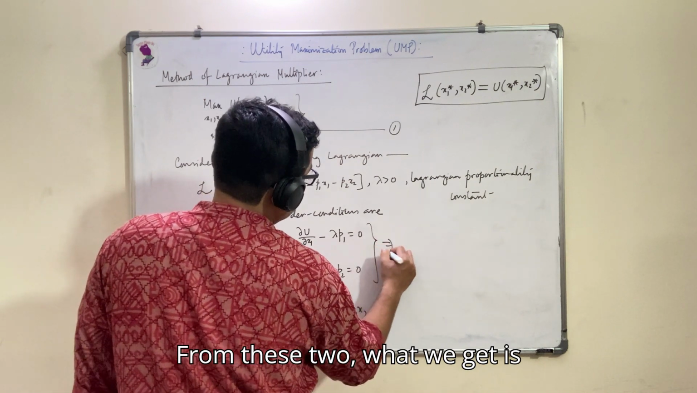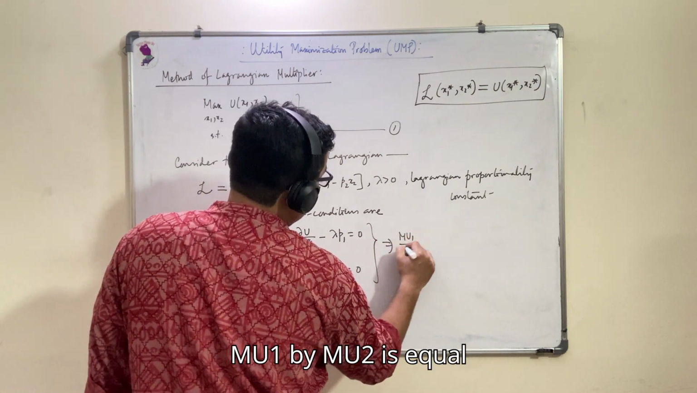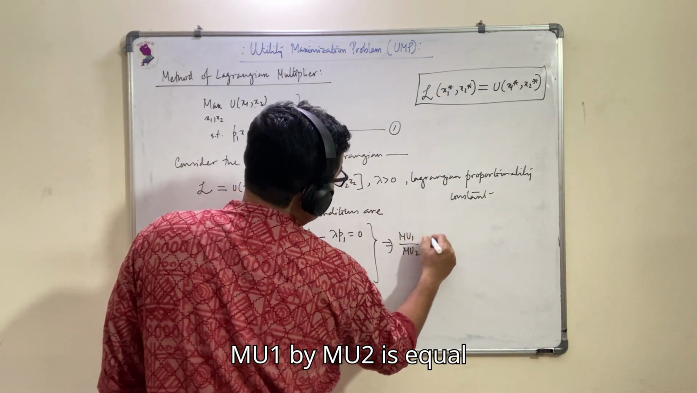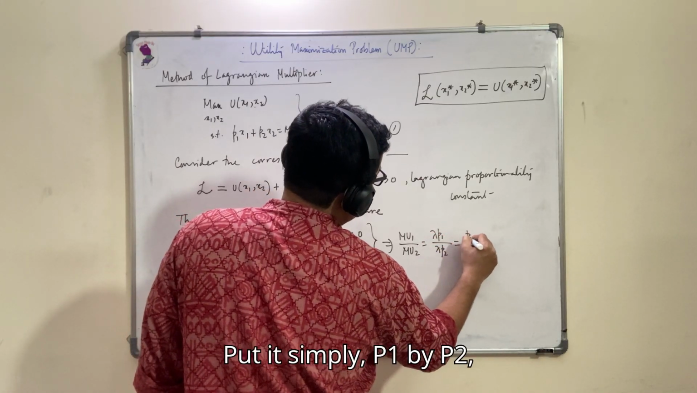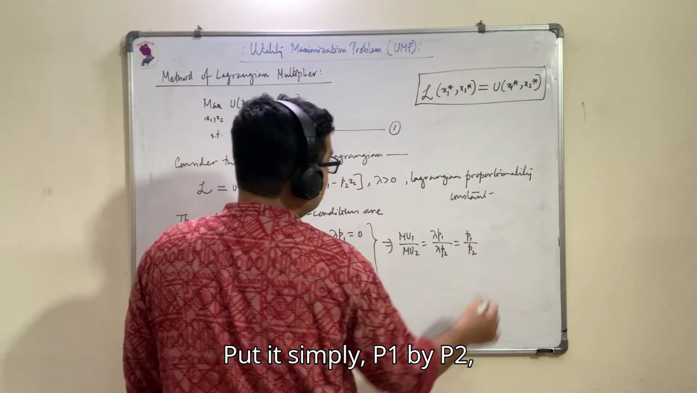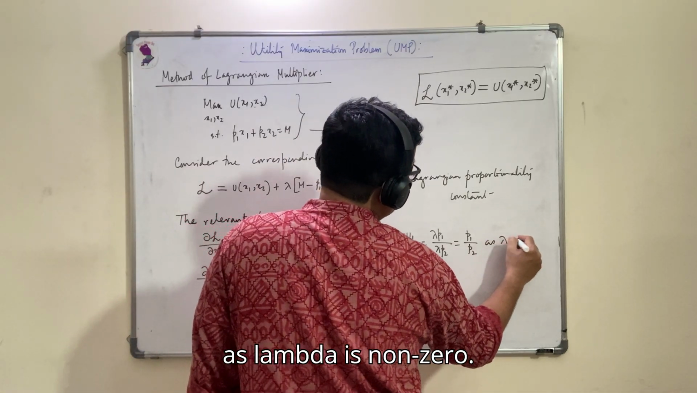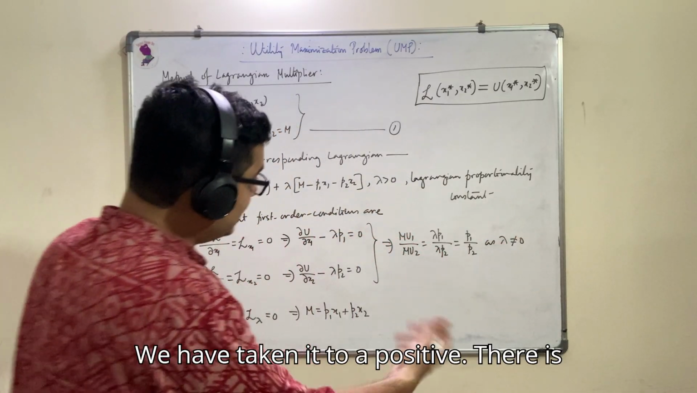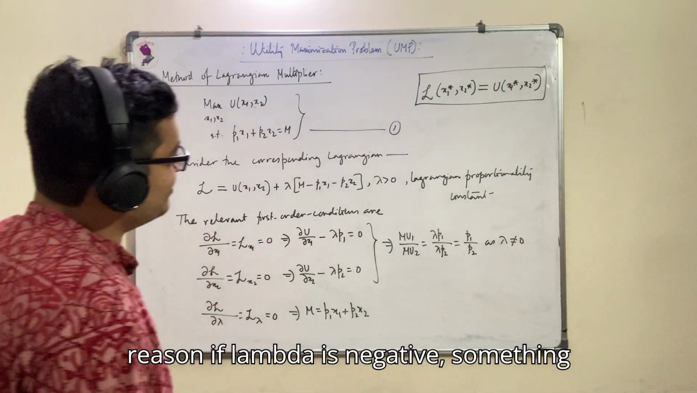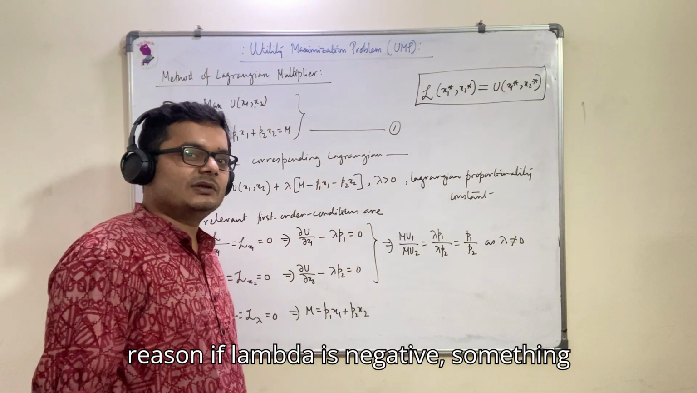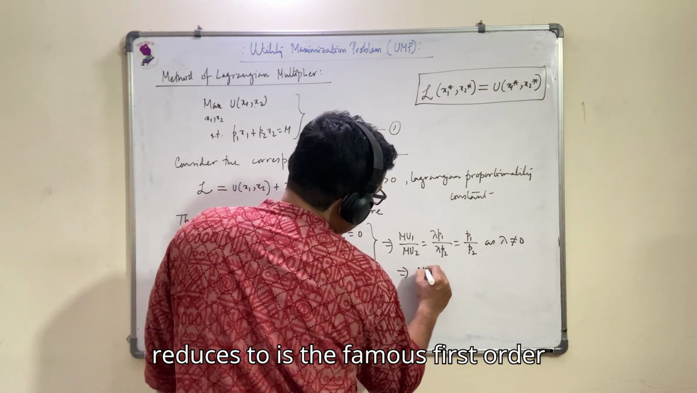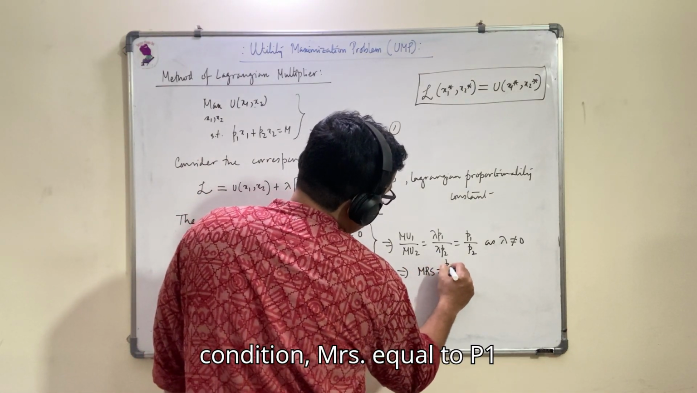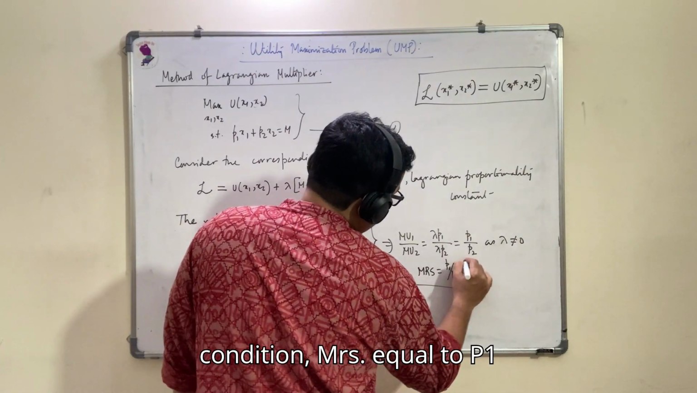From these two, what we get is MU1 by MU2 is equal to lambda p1 by lambda p2, or it's simply p1 by p2. As lambda is non-zero, we have taken it to be positive. There is a reason: if lambda is negative, something very different will happen. Anyways, so what it reduces to is the famous first order condition MRS equal to P1 by P2.